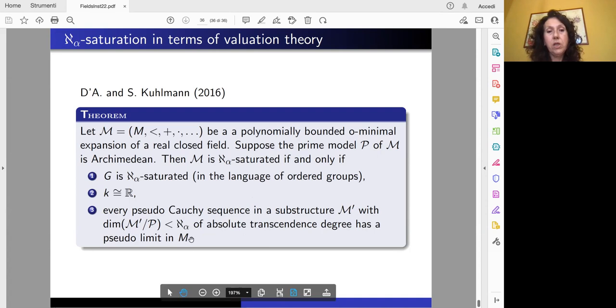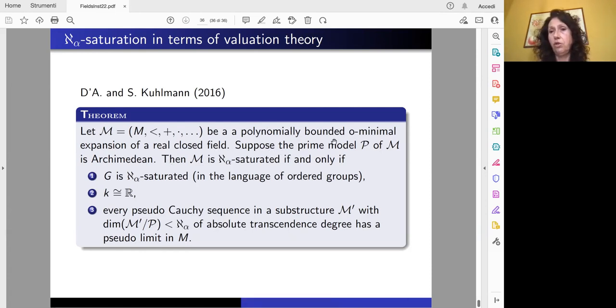We could prove this using the same procedure, the same proof works, and we made use of the valuation inequality, because this holds in polynomially bounded or o-minimal expansions of real closed fields. This notion was mentioned in the talk of Alessandro yesterday.